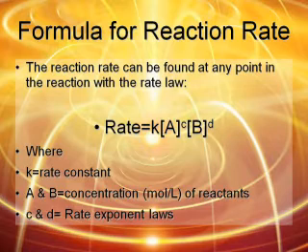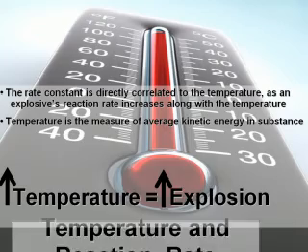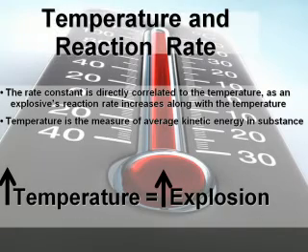Another equation, the rate law, can be used to calculate the reaction rate. The values A and B represent the reactants if there are two in the reaction. The letters C and D are the rate law exponents, which are relative to the rate of decomposition of the reactants. The K value is constant and increases along with temperature. Since the K value of the rate law is directly correlated with temperature, it can be said that an explosive reaction rate increases along with temperature.